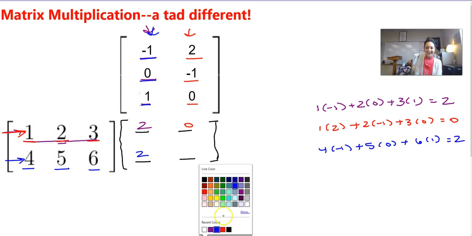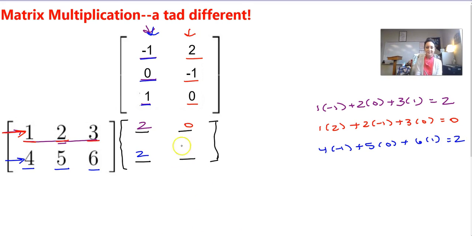All right, let's do that last element. Look at where it's coming from. Second row, second column. Start on the outside, work your way in. 4 times 2 plus 5 times negative 1 plus 6 times 0. So I'm getting 8 minus 5 plus 0, which is 3. And there is my new matrix with order what again? 2 by 2. Very good.